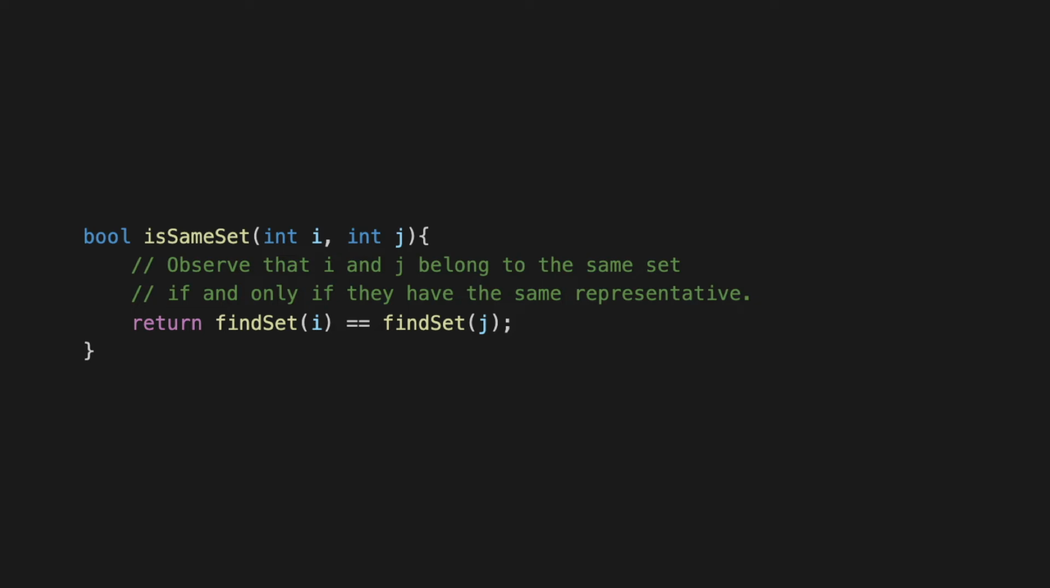All we have to do is invoke FindSet on i and j and check if the outcomes of FindSet are identical on both i and j. If it is, then i and j do belong to the same set, and if it's not, then they belong to different sets. So hopefully this is clear. This follows just by the definition of the way representatives work and the promise that FindSet does its job properly. So that's isSameSet.